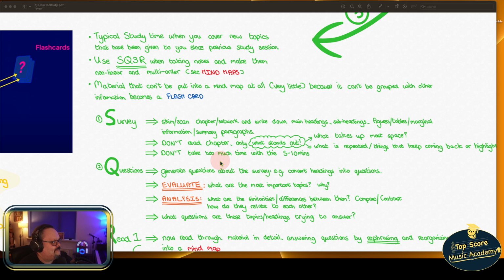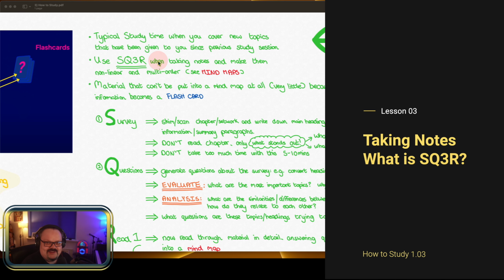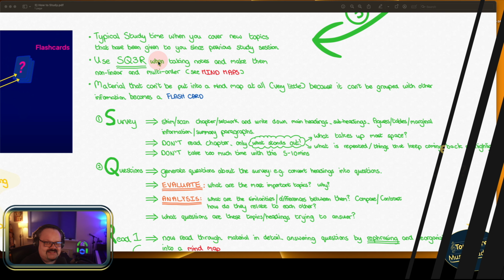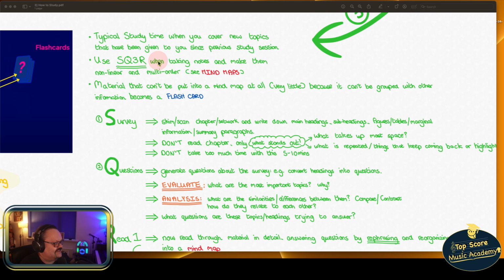If you catch yourself doing this, then stop and adopt some of the new techniques that we're going to look at today. So typical study time when you cover new topics that have been given to you since previous study sessions. And we're going to use this thing called SQ3R. I know there's an updated version of this like SQ4R, but to me it hasn't really changed that much, and this is still the better version as far as I can tell. This is the one that most students seem to respond to better.